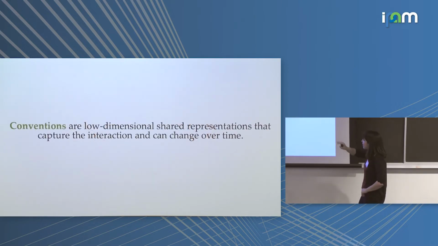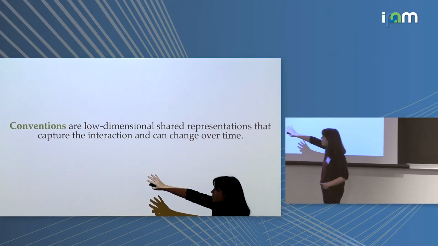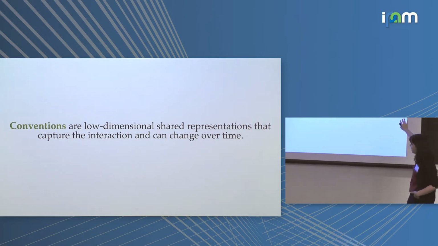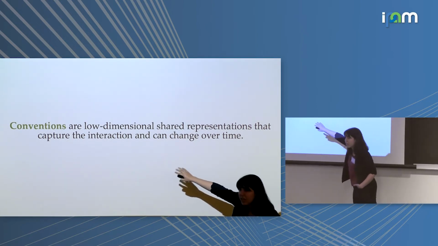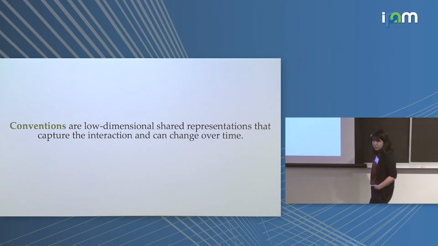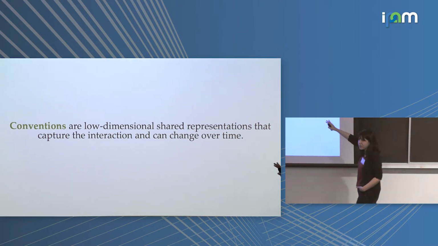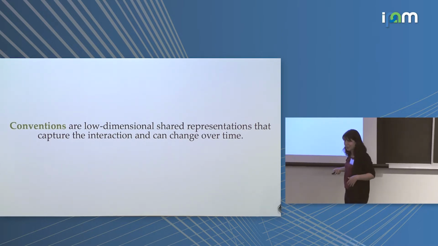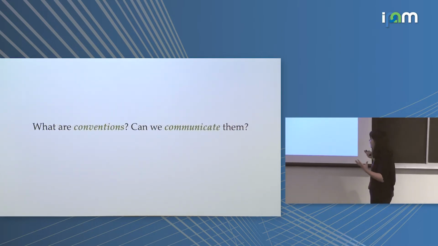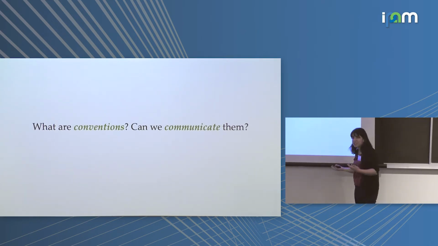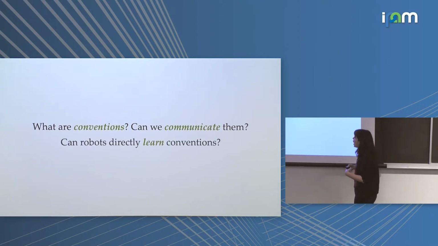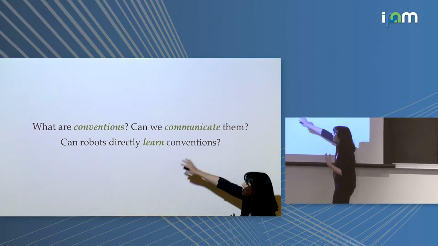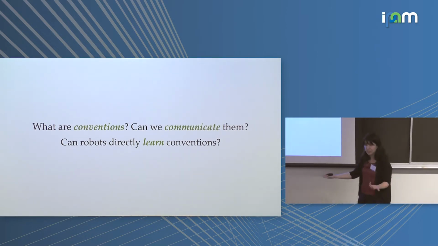So as I said, I'm calling these conventions, and I'm more formally saying conventions are low-dimensional shared representations that can capture the interaction, and they can change over time. Okay? All right, so under this definition, I want to answer a few questions and try to do interaction better. Specifically, when we think about human-robot interaction, what are conventions? Like, what is a convention for a specific human-robot interaction that we are thinking about? Can we communicate them? Is there an easy way to communicate conventions? And if I can't communicate them, can robots directly learn conventions through interactions with humans?